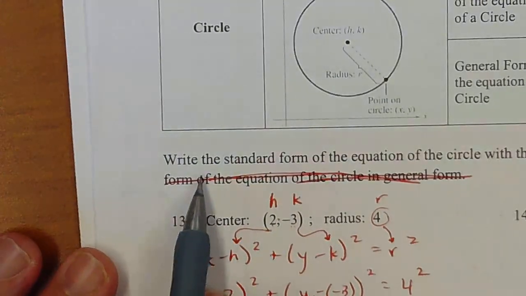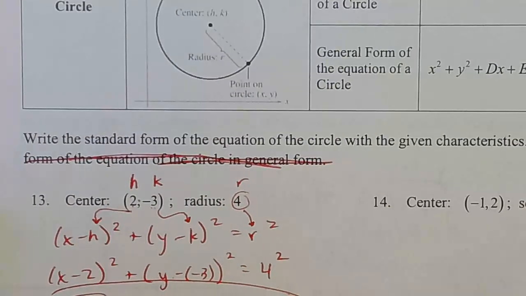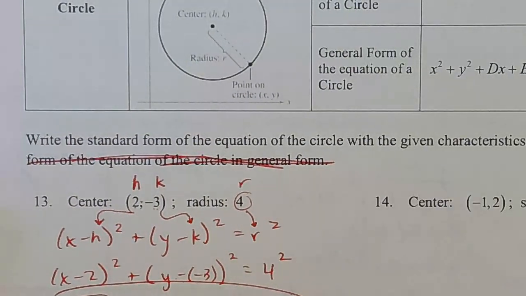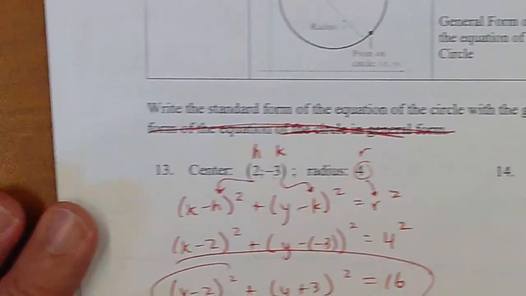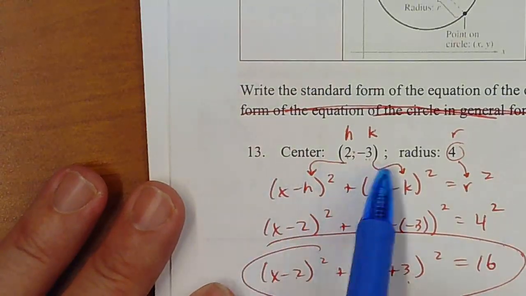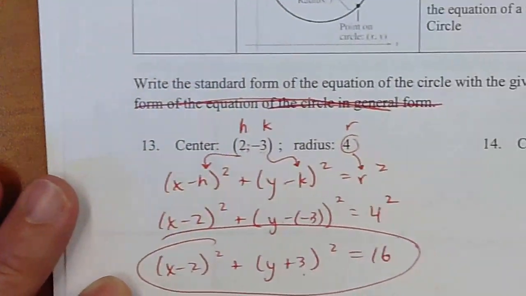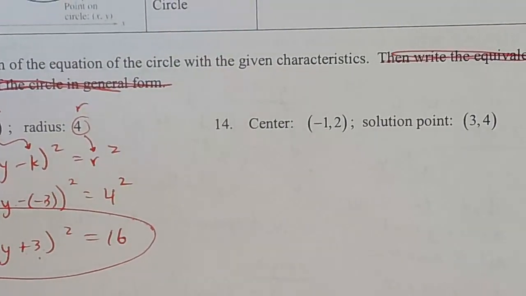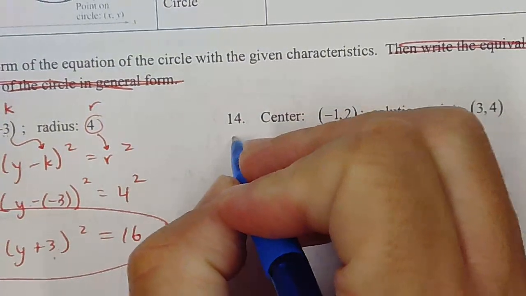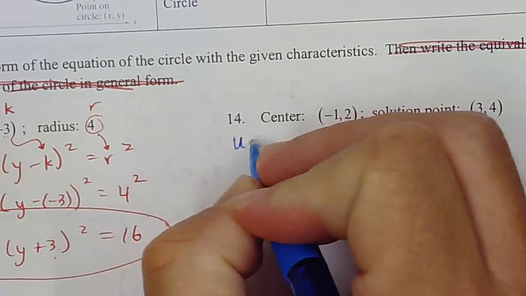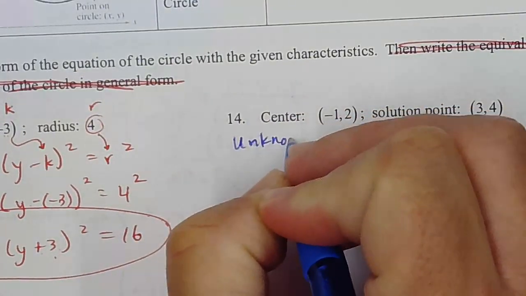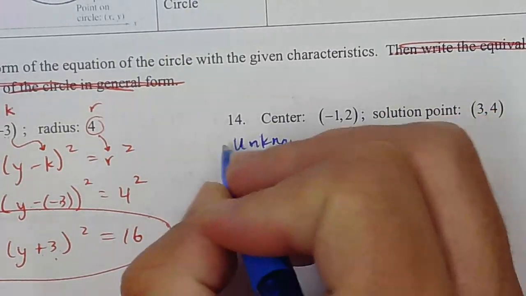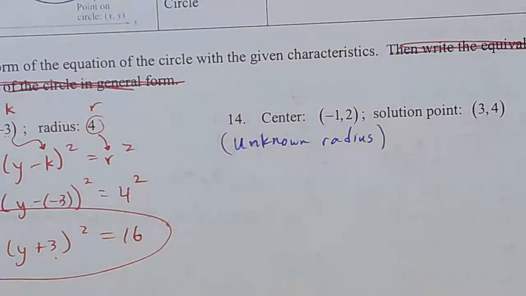The directions say write the standard form of the equation of the circle with the given characteristics. Notice what we need for this type of problem. If we have the center and the radius, we're ready. The problem with 14, we don't have the radius yet. So that's what you need to realize. We have an unknown radius. So we need to solve that problem right away.